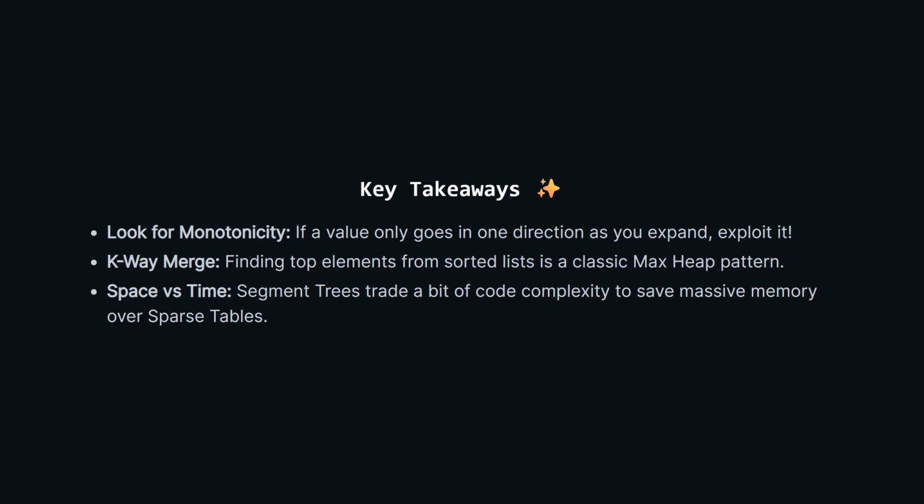So, a quick recap of what we learned today. First, if a calculation only grows or shrinks as you move pointers, use that to your advantage. Second, whenever you need the top values from several sorted lists, reach for a heap. And lastly, segment trees are an amazing tool to save memory when range queries are involved.